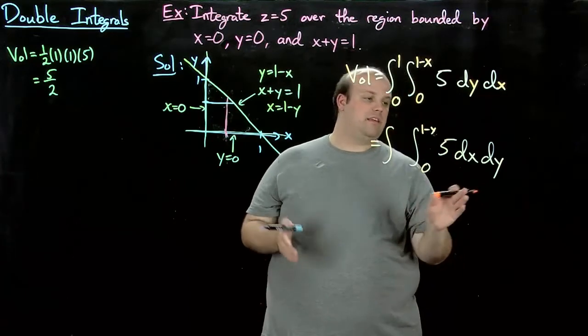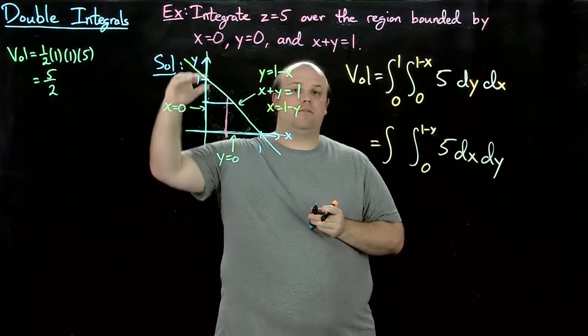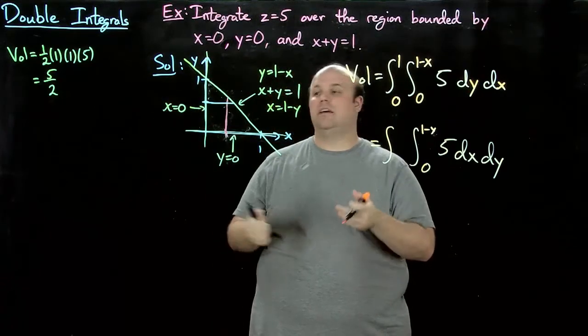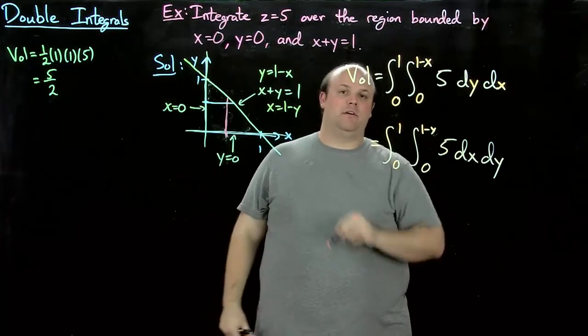Okay, and then we do the same thing as before. Now we just add up over the range of y values, and y starts at 0 and ranges all the way up to 1.